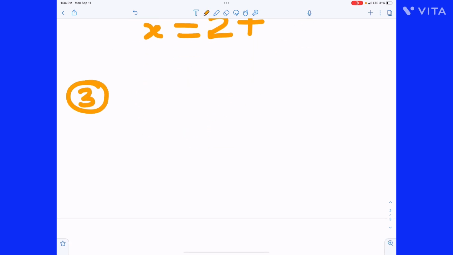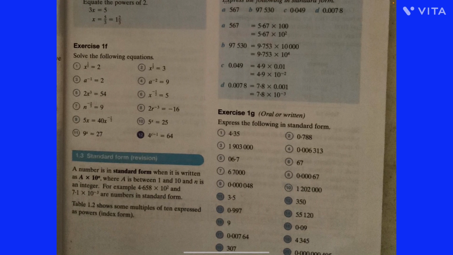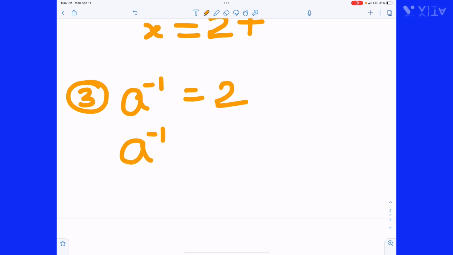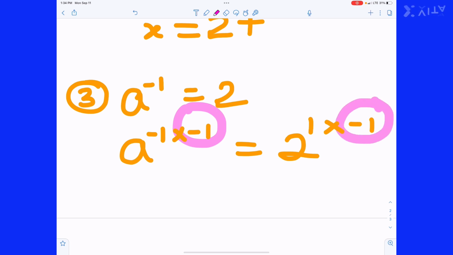Question 3 says, a raised to power minus 1 is equal to 2. What's the reciprocal of minus 1? It's also minus 1. Reciprocal is what we multiply by minus 1 to get 1. That's minus 1. So here, 2 is the same thing as 2 raised to power 1. So we need to multiply this also by minus 1. Whatever we do to the left, we do to the right also.